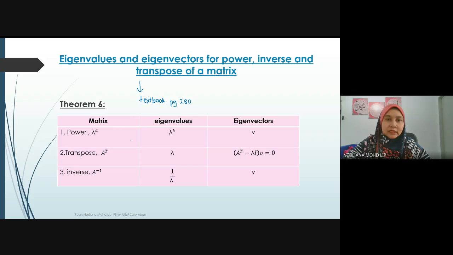So to find the lambda, or to find the eigenvalues of a power of matrix, this power is actually A to the power of k. So to find the eigenvalues of A to the power of k, we let lambda to the power of k. And also the eigenvector equal to the original eigenvector, for the original lambda.